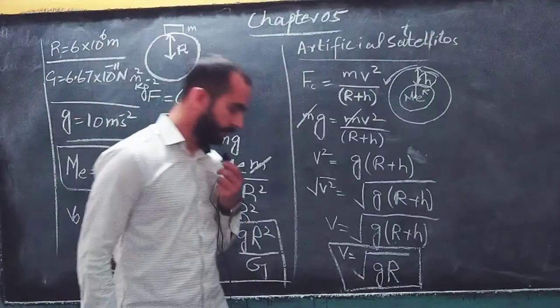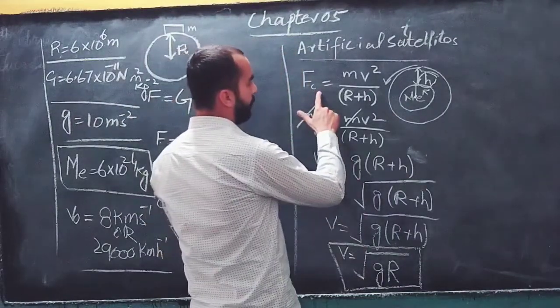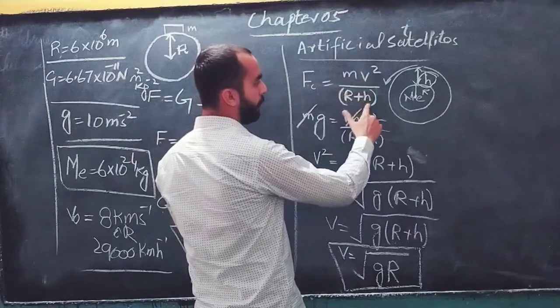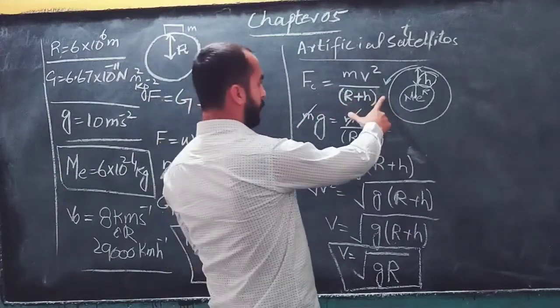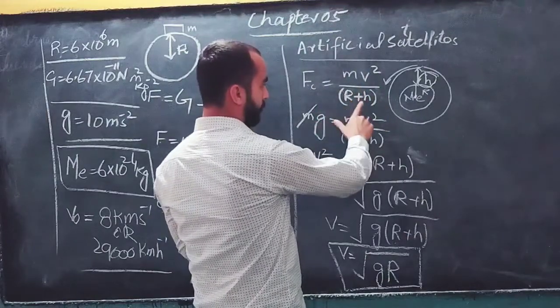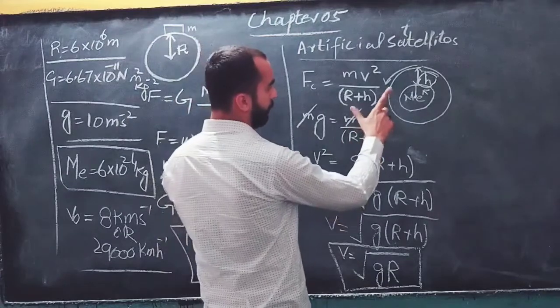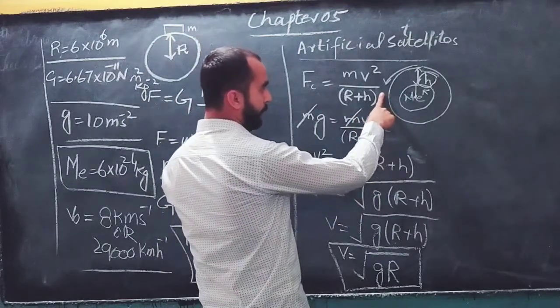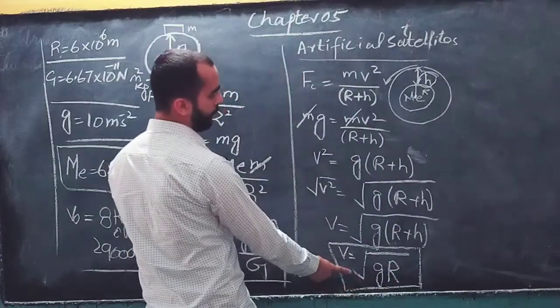There is a little change. Basically I have written Fc is equal to mv square over r plus h whole square, but according to the formula there is no square on r and h. Now I have removed it. According to this formula there will be no square on r, but our final result was correct.